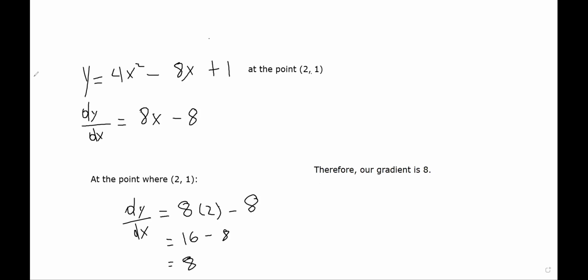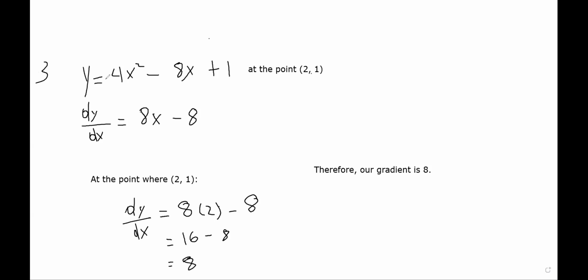So hold on there. How did you come by the 8x minus 8? I was distracted. The 8x minus 8. All we did was differentiate the original function, right? The original function as given is y equals 4x squared minus 8x plus 1. So all we did was differentiate that.